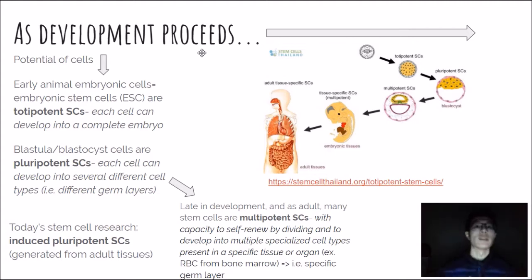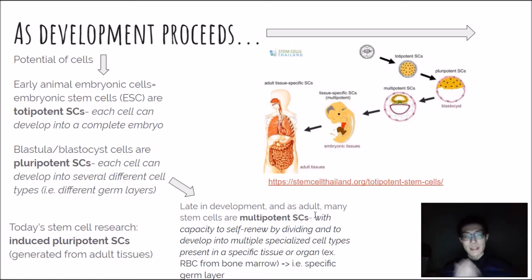Now, if we're looking at the progression of development, we can see this change in the potential of the cells. At the very start, we have that fertilization event, and then, of course, cellular division. We start off with totipotent stem cells, and these can actually develop into a complete embryo. Once we get past a certain stage, there are going to be pluripotent stem cells, and each cell can develop into several different cell types, such as different cells within the different germ layers. Eventually, later in development, we see the formation of multipotent stem cells, which basically can only establish cell lines within a specific tissue. For instance, a mesoderm cell can only produce connective tissue, something like that, but it can't contribute and make the placenta.